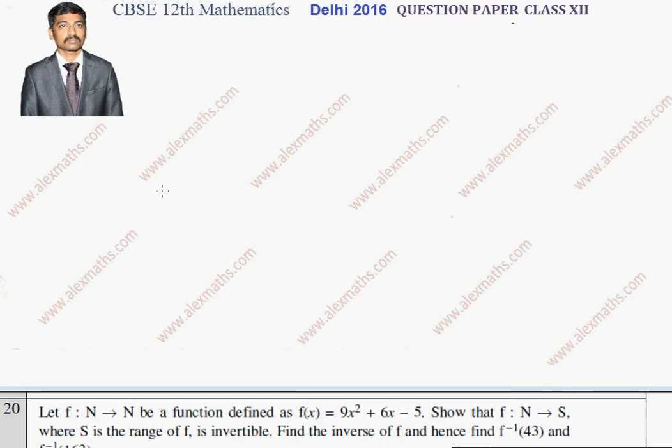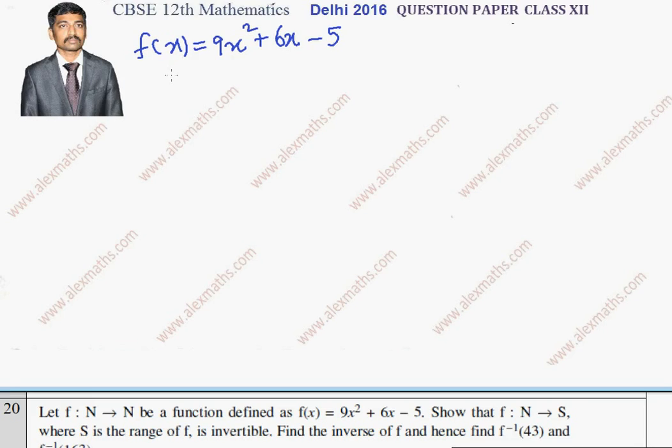Question number 20. Let f be a function from N to N, defined as f of x is equal to 9x square plus 6x minus 5. Show that f, as a function from N to S, where S is the range of f, is invertible, and find the inverse of f, and hence find f inverse of 43 and f inverse of 163.